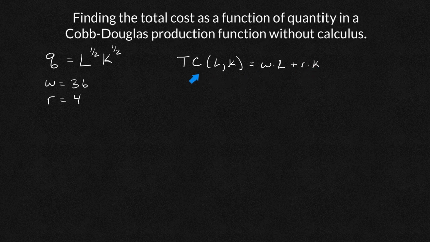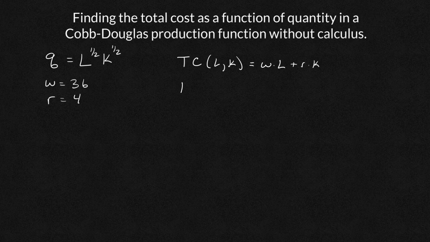So make sure you really understand this. My overall cost of production is going to be how much I have to pay my workers times the number of workers, plus how much it is going to cost me for buying a piece of capital times how many pieces of capital I end up buying.